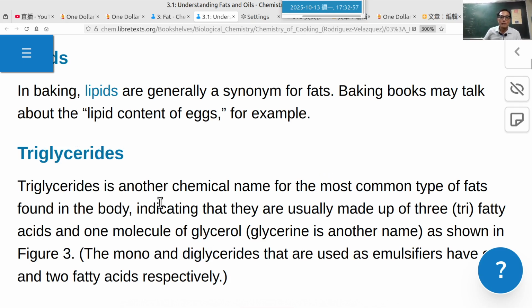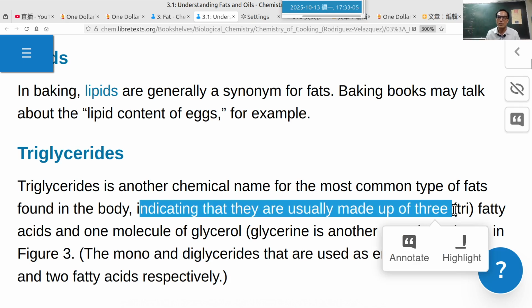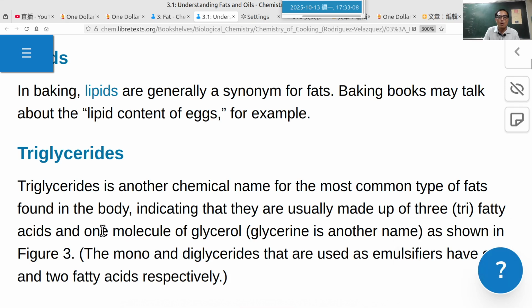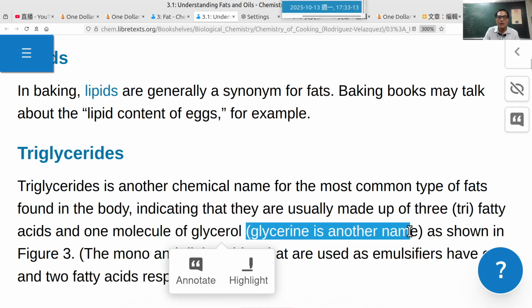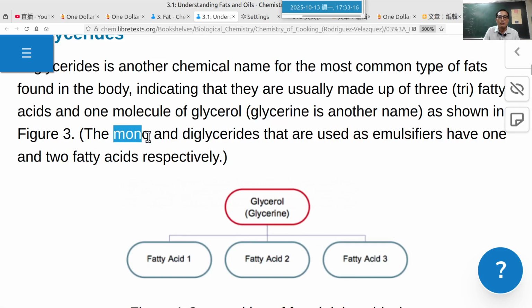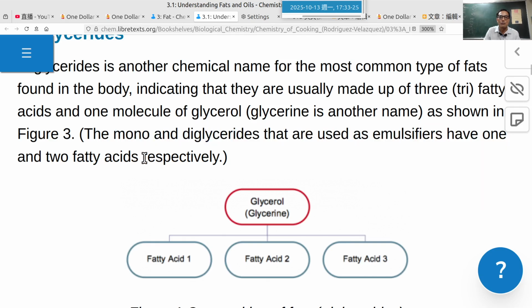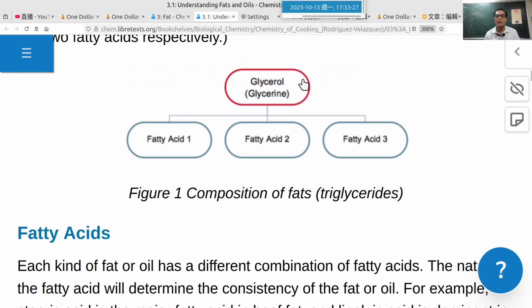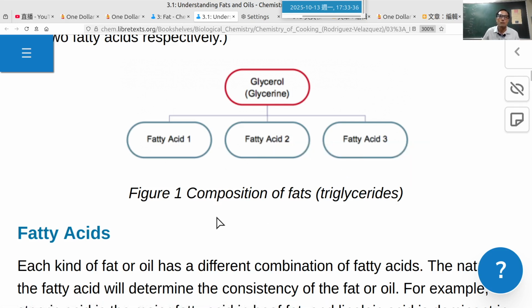Very common types found in the body, indicating that they are usually made up of three, in Greek or maybe in Latin, it's called tri. Fatty acids and one molecule of glycerol, or glycerin is another name, as shown in Figure 3. The mono- and diglycerides that are used as emulsifiers have 1 or 2 fatty acids respectively. And here is the structure: glycerol, fatty acid number 1, number 2, number 3. So it's called a triglyceride.